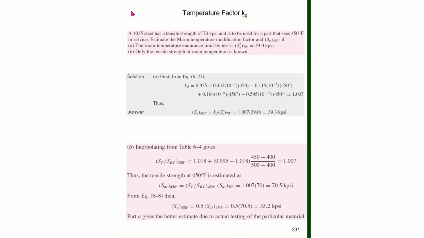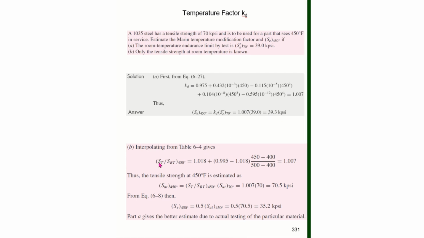So in this case, to do part A, we can compute Kd using this expression that's given as equation 6.27 in your book, or we can use interpolation and come up with this number using interpolation, as we'll do in the next part of the example. So in this case, we know the room temperature endurance limit by test is given as SE prime at 70 degrees as this, and the only thing we want to do is modify it for temperature. Then I'm just fine to come here and use Kd and compute 39.3.